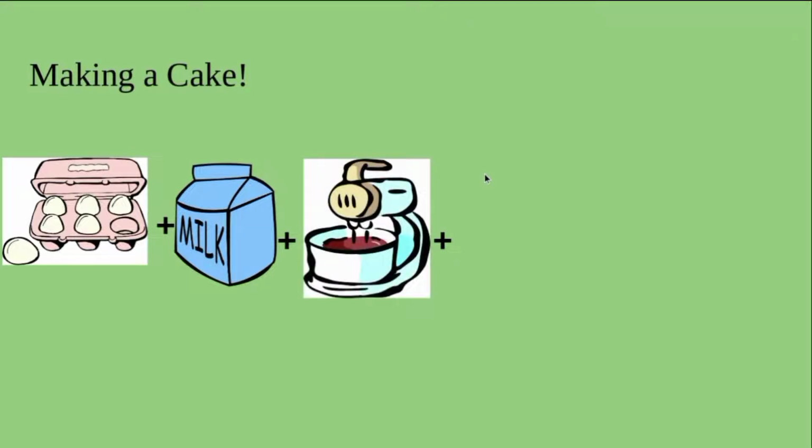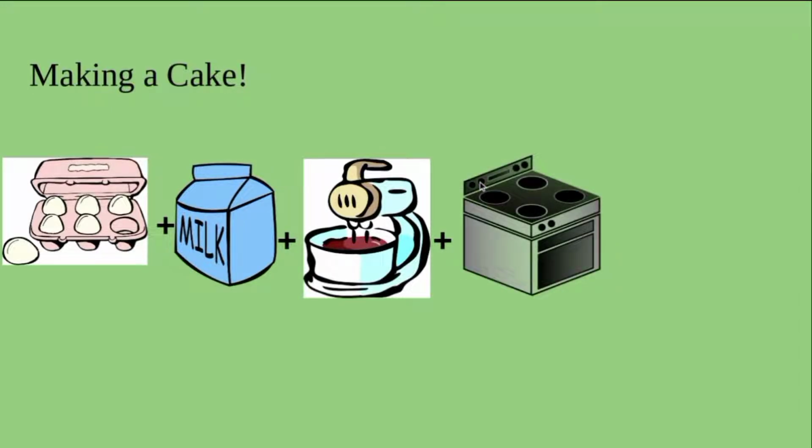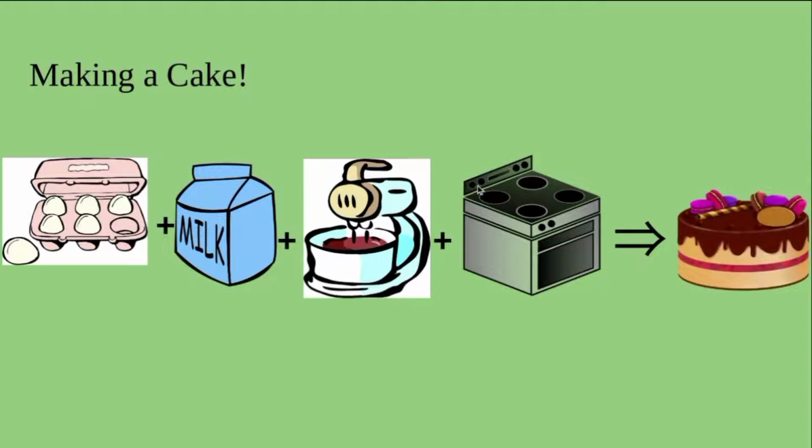You're going to mix all that stuff together and then pour it into a cake pan and put it in the oven. You're going to put it in the oven for a certain amount of heat and a certain amount of time to get your product. A sweet tasting cake.